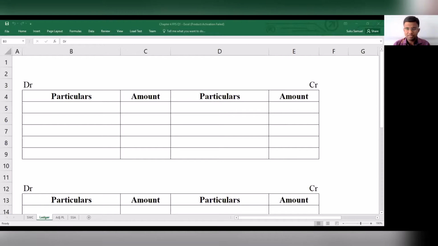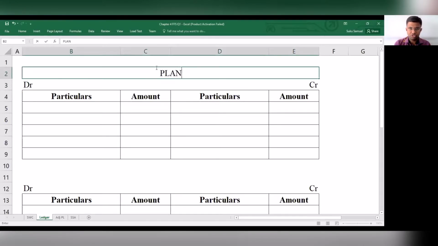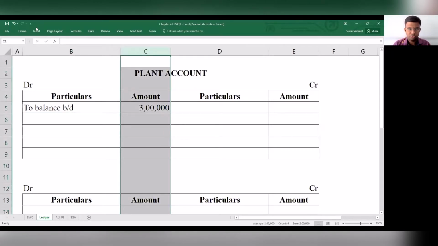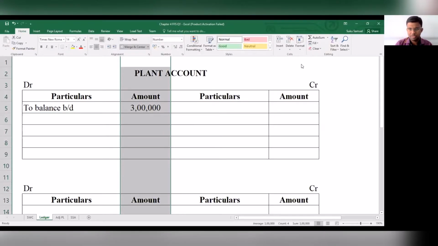So at first, let us start off with the preparation of the ledger account for plant. Plant account, please remember, is a real account. Since it's a real account, which side will the opening balance feature? The opening balance will feature on the debit side. So it will be to balance brought down, and the amount is 3 lakhs.